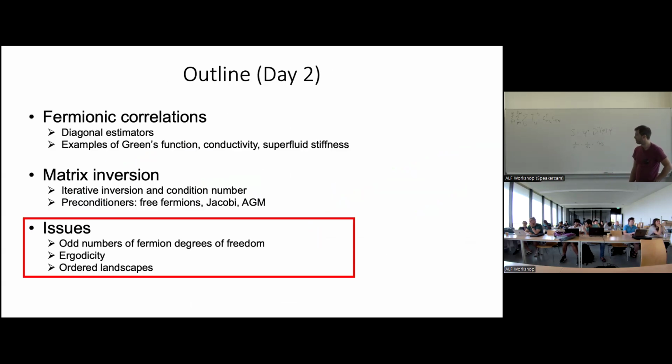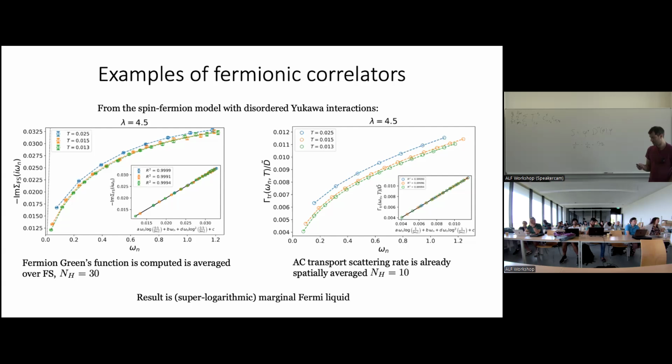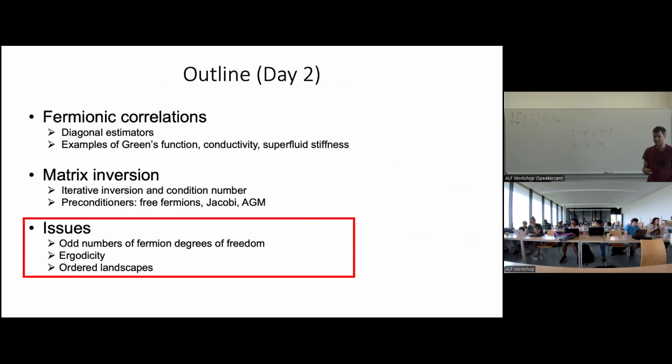Yeah, okay, so that's, sorry, I mixed these up. Yeah, so I went through the fermionic correlators here. That kind of summarizes all of the current work that we've done, roughly speaking. And now I'll talk about some of the issues that are intrinsic to this method and that we're trying to tackle one by one.